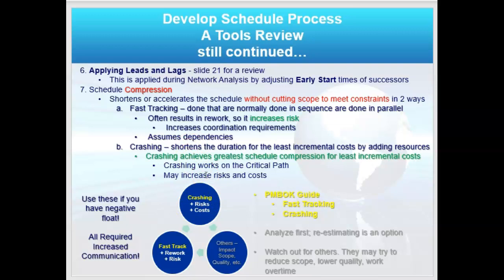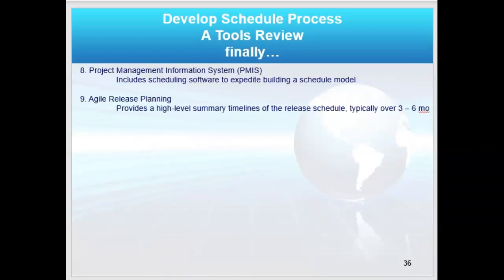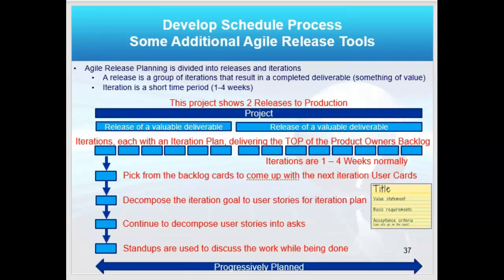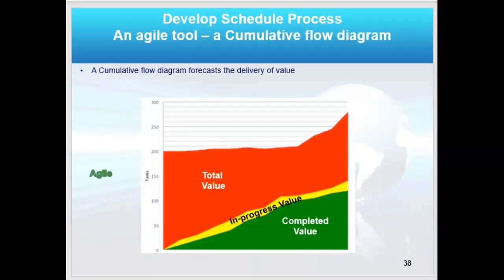Fast tracking could lead to rework. You want to be very careful about that because you're doing things in parallel now that you had planned to do in sequence. So the chance of rework goes up, and that's a risk to you. Okay. Then we have this schedule in Agile where it takes a slightly different form. But we'll discuss that more in class.